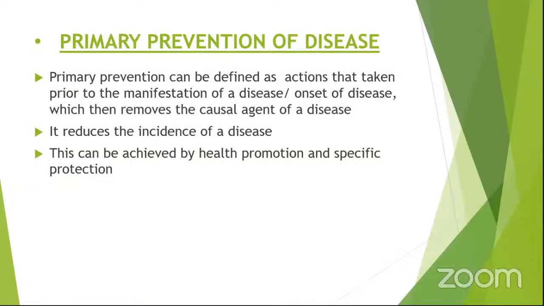Primary prevention of a disease is defined as actions that are taken prior to the manifestation or the onset of a disease, and this reduces the incidence of a disease. It's achieved by health promotion and specific protection.